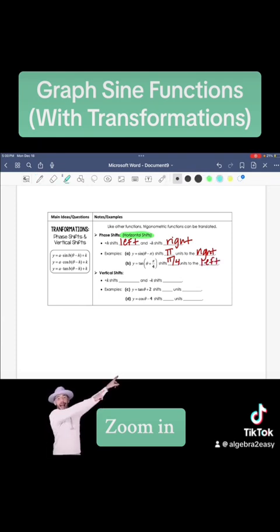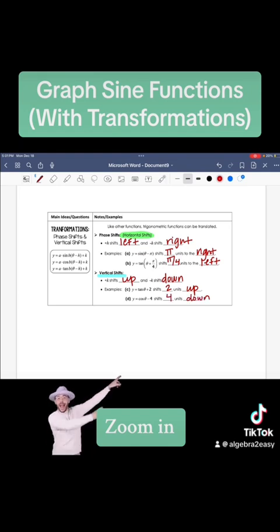Vertical shifts are probably the easiest shifts that you have. Remember, it's going to move your graph up or down on the y-axis. So if you have plus k, you're going to go up k units. If you have negative k, you're going to go down k units. We have y is equal to tangent of theta plus 2. Well, that's going to shift 2 units up. Same thing for y is equal to cosine of theta minus 4. That's going to shift 4 units down.